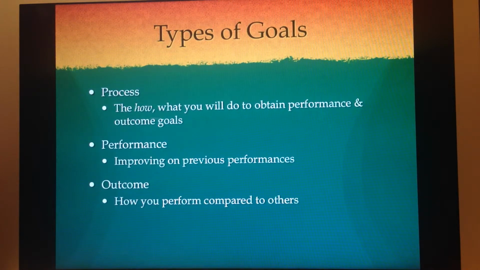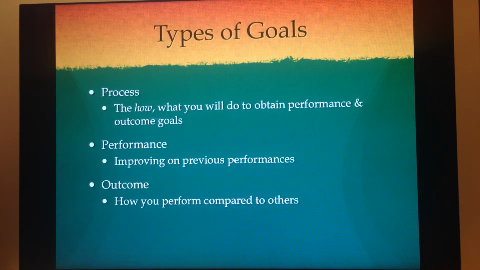When thinking about goals, an understanding needs to be that there are different types of goals. There are process, performance, and outcome goals. I'll be breaking these down piece by piece. Process goals are the how, what you will do to obtain the performance and the outcome goals. An example of a process goal for a women's collegiate golf team would be every day everyone will practice their putting game for 30 minutes from a variety of distances and angles. Or practicing in bad weather conditions when the opportunity is available.